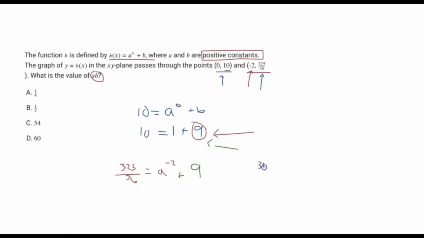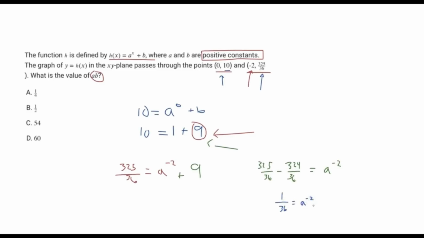And this is actually interesting because with 325 over 36, 9 times 36 is going to give us 324. And so when we subtract 9 on both sides, that in reality is just subtracting 324 divided by 36. And this will be set equal to a to the power of -2. And so if we want to solve for a here, let's simplify the left side. That is going to be 1 over 36 equals a to the power of -2.